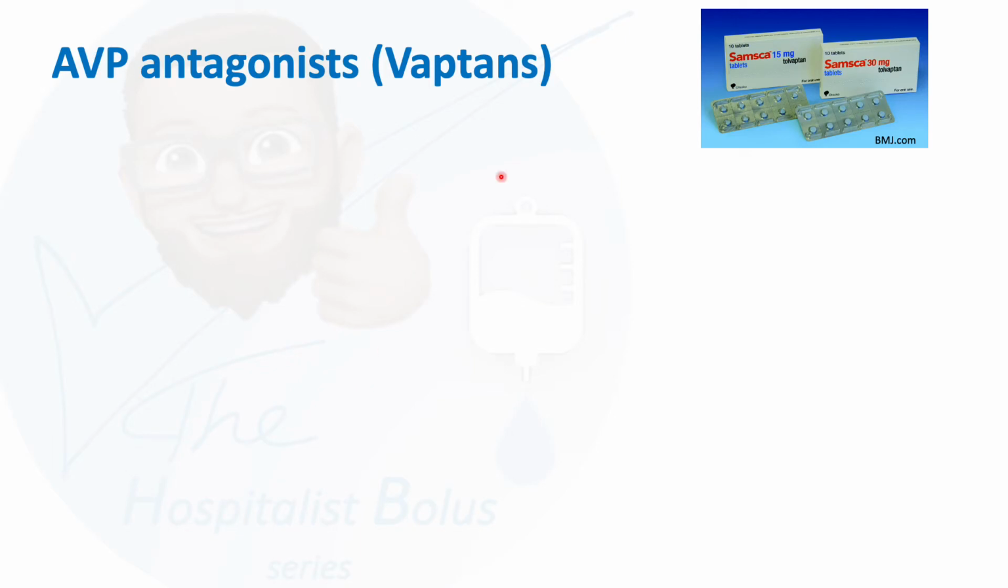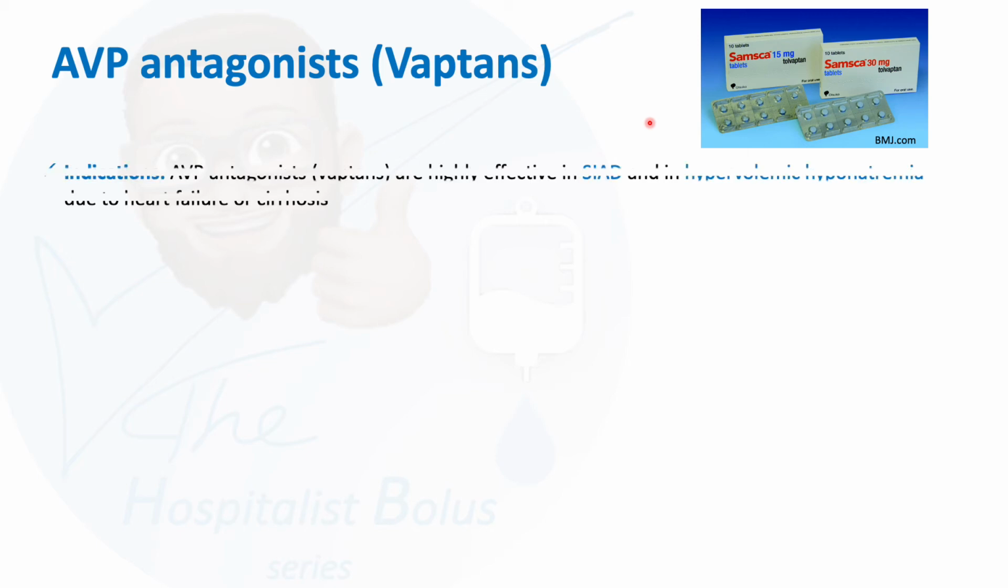Okay, now let's talk in a little bit more detail about the Vaptans or the AVP or ADH antagonists. We mentioned those as an option for management of patients with SIAD, but they can also be used in patients with hypervolemic hyponatremia. So these are really the main indications. Again, they can be effective in patients with SIAD and patients with heart failure or cirrhosis who have hypervolemic hyponatremia.